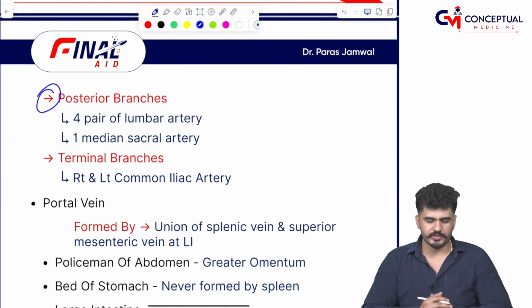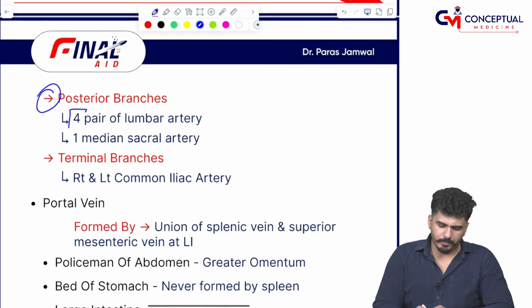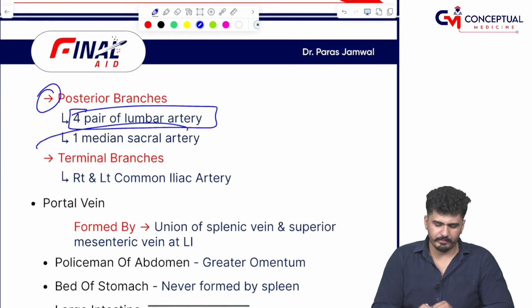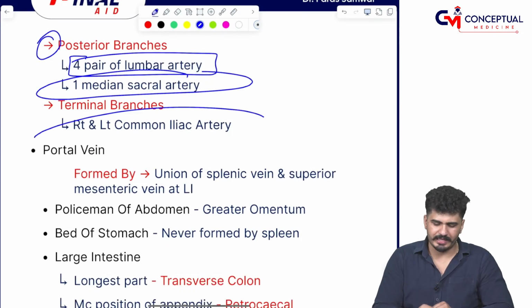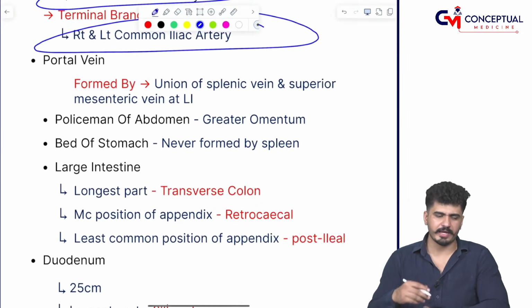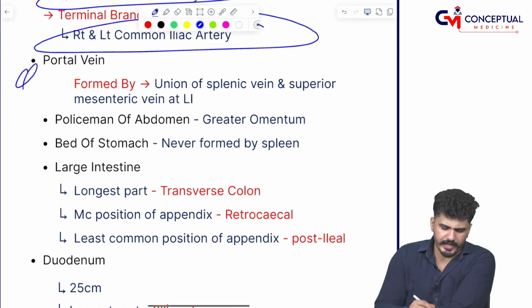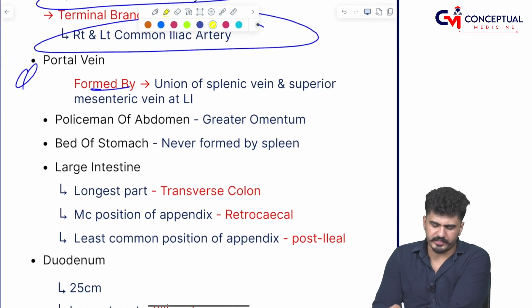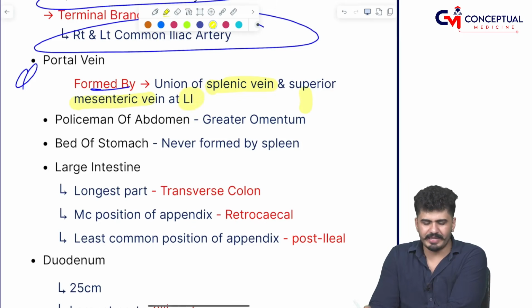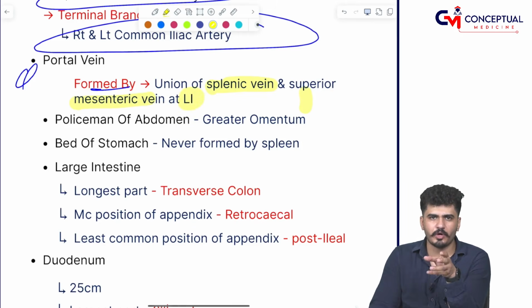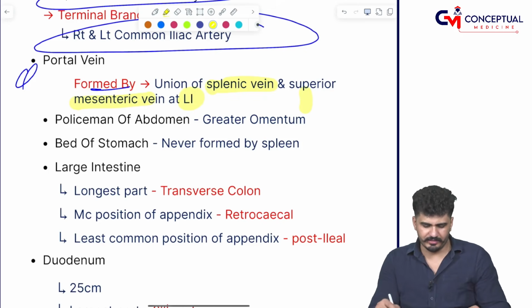Now let's talk about the posterior branches. Sir, these are the 4 pairs of lumbar arteries and 1 median sacral artery. Terminal: right and left common iliac artery. These are the one-liners you have to remember. Where is the portal vein formed? The portal vein is formed by the splenic vein and superior mesenteric vein at level L1. At L1 the portal vein is formed, by the splenic and superior mesenteric vein.